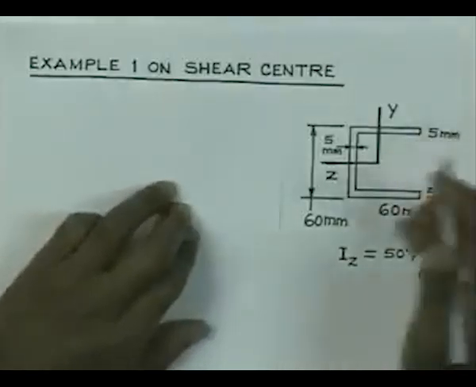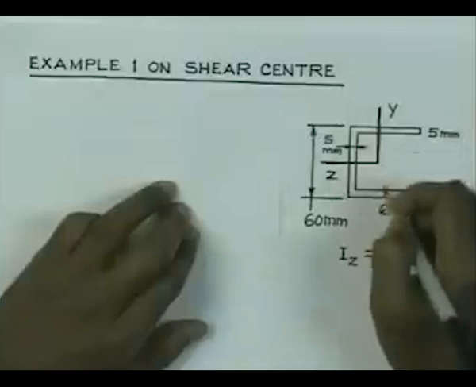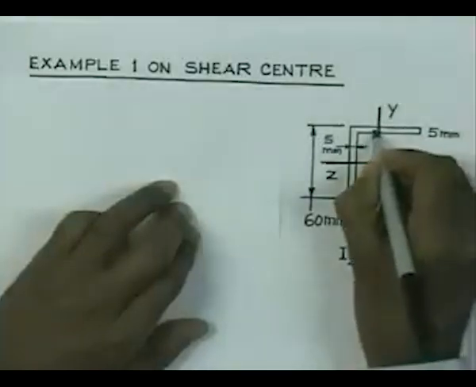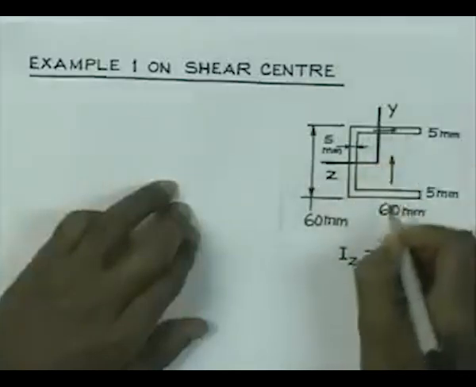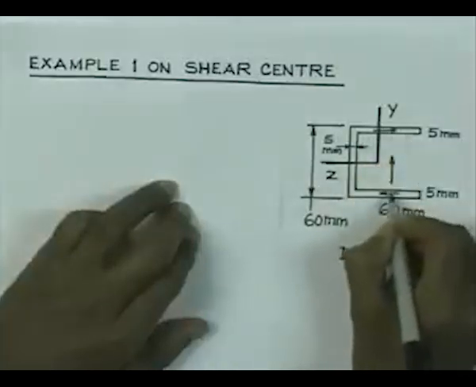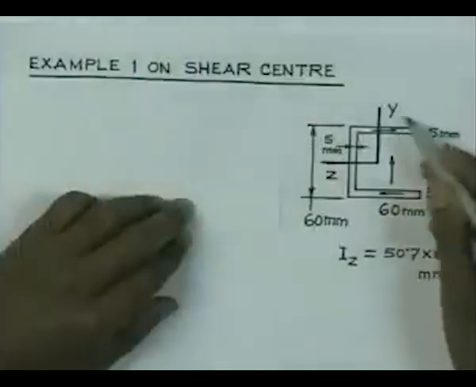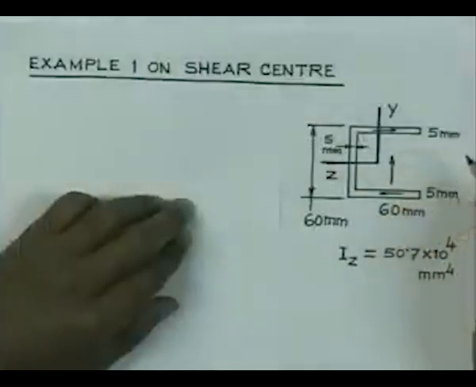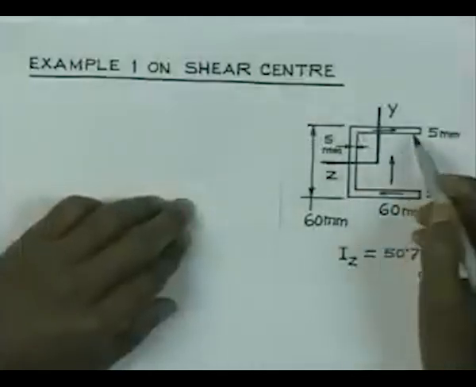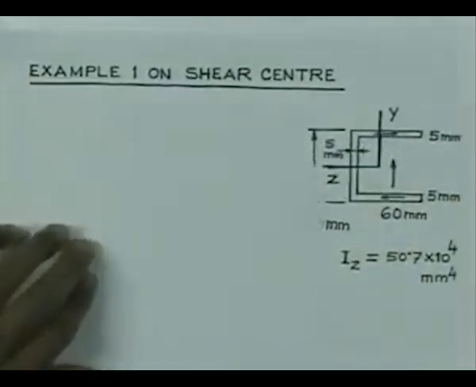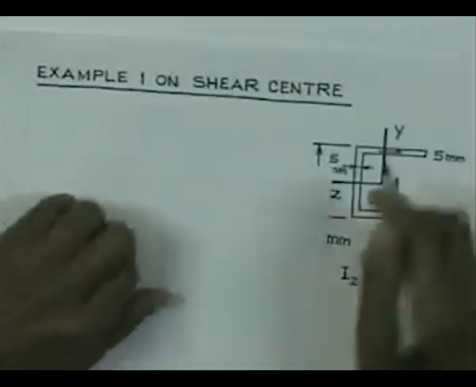The loading plane is parallel to the y axis. Therefore, V is acting like this, and the shear stresses will be oriented in the flanges like this. Let us first find out the shear force acting on this arm and also on this arm. Obviously, the magnitude of the shear force here and here will be equal.